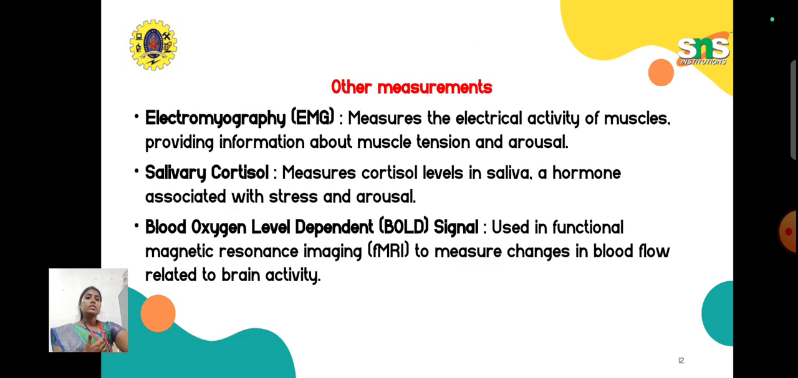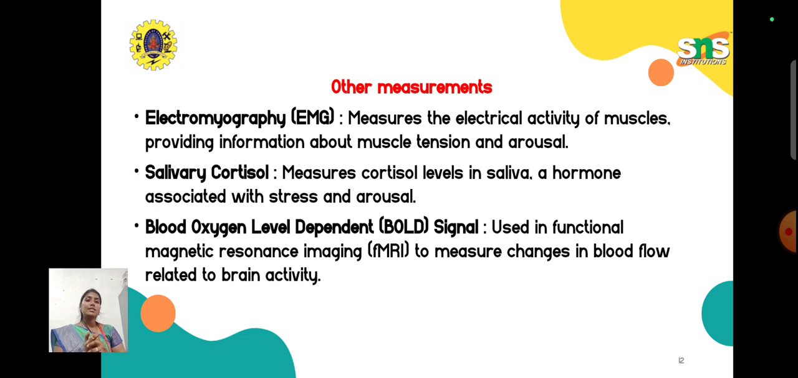Okay, last is what are the other measurements. Apart from this, we have certain other measurements which also give some inference to assess the emotional status of people. So what are the other measurements? We have electromyography, that is EMG. Here we measure the electrical activity of the muscle. It provides information about muscle tension and arousal, that is, the hyperactive peak state.